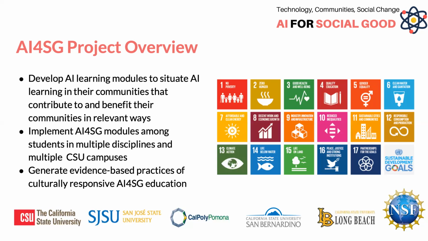In particular, this AI for Social Good education project has three main directions. Number one, we develop and continue to revise AI learning modules to situate AI learning in students' communities, so that it contributes to and benefits student communities in relevant ways. Number two, we implement those AI for Social Good modules among students in multiple disciplines and multiple CSU campuses. And number three, through this project, we aim to generate evidence-based practices of culturally responsive AI for social good education.